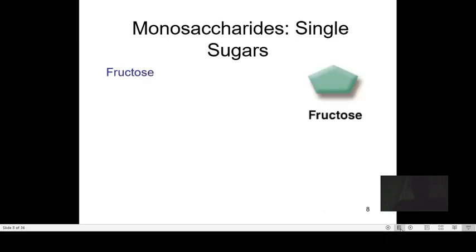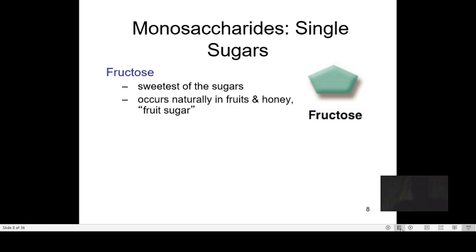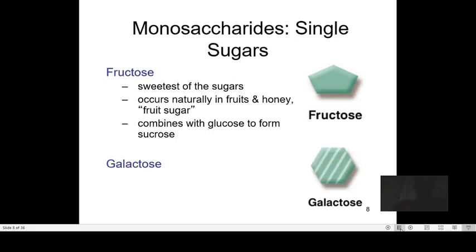Then we also have fructose. Glucose and fructose are isomers of each other. And fructose is the sweetest of the sugars. It is found naturally in fruit and combines with glucose to form sucrose. Then the last one is galactose. So we will recall that monosaccharides are glucose, fructose, and galactose.